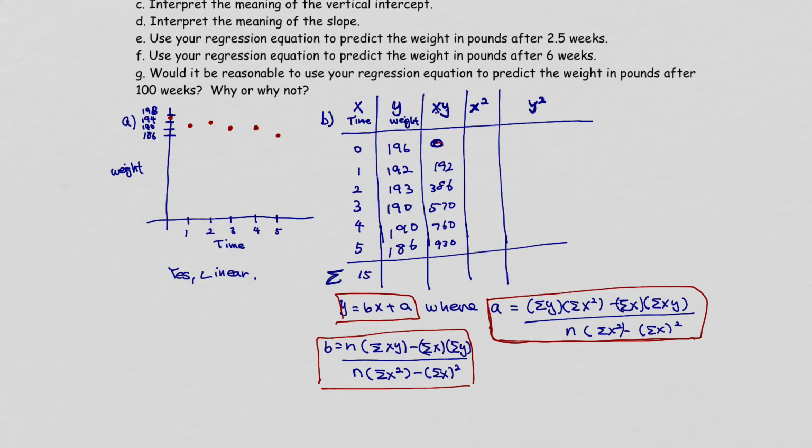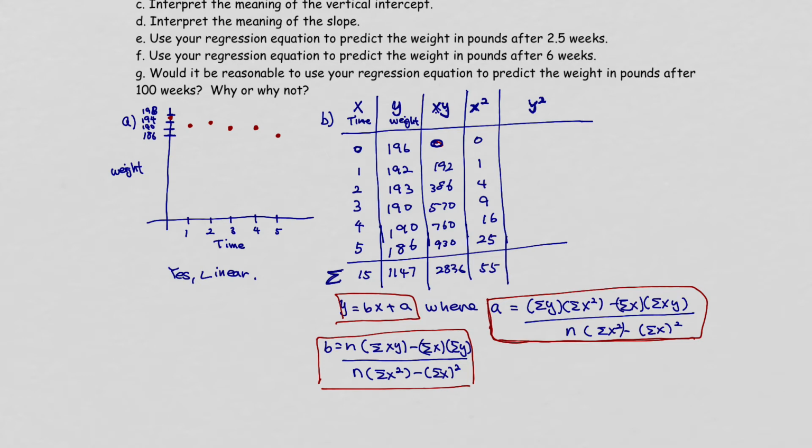When you add all the weights, you get 1,147. So in other words, this is going to be a total. Adding x times y will be 2,836. X squared, let's find x squared first. So 0 squared will be 0. 1 squared is 1. 2 squared is 4. 3 squared is 9. 4 squared is 16. 5 squared is 25. When you add them up, you get 55.